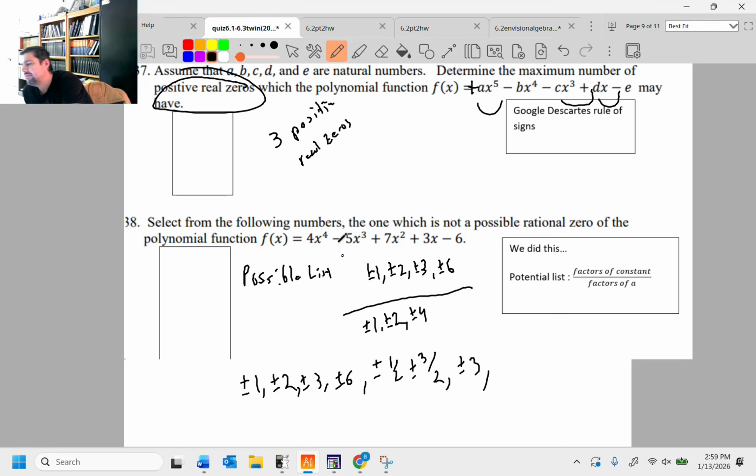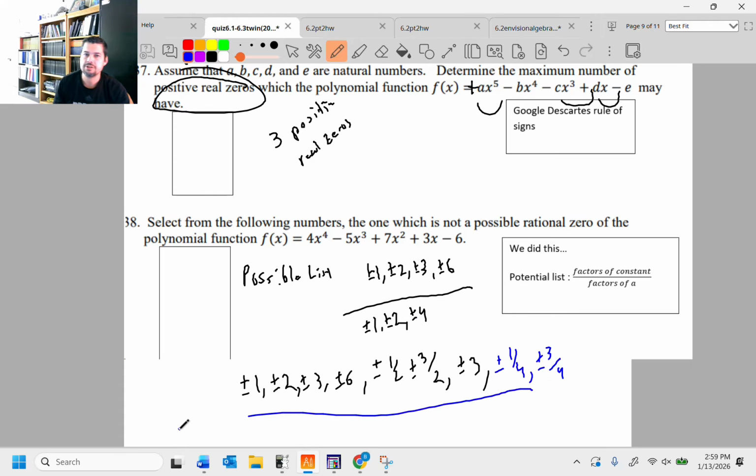So now I go through and I divide by the 4. 1 over 4 is a quarter. That's going to be new. 2 over 4 is a half, not new. 3 over 4 is new. And 6 over 4 is 3 over 2, so not new. This is your list. The correct answer to this question does not lie in that list.